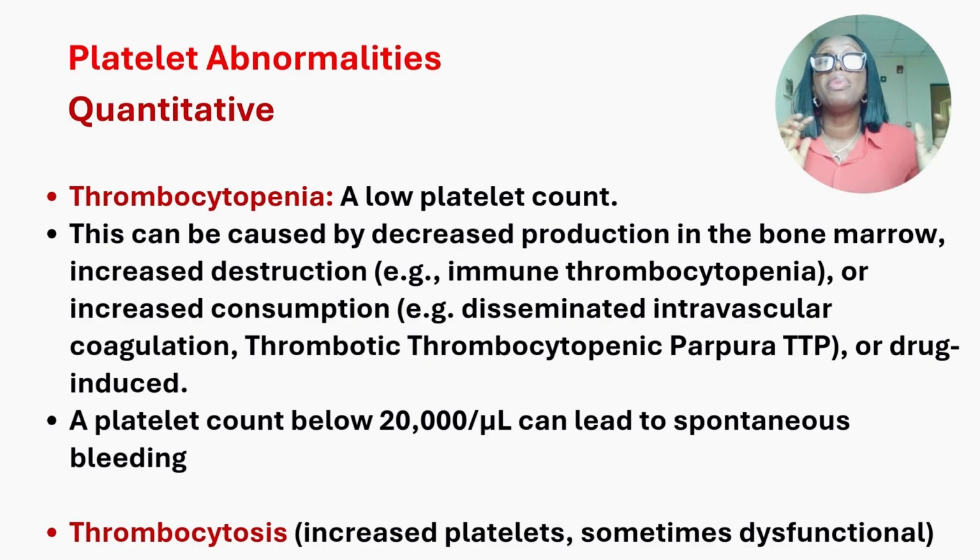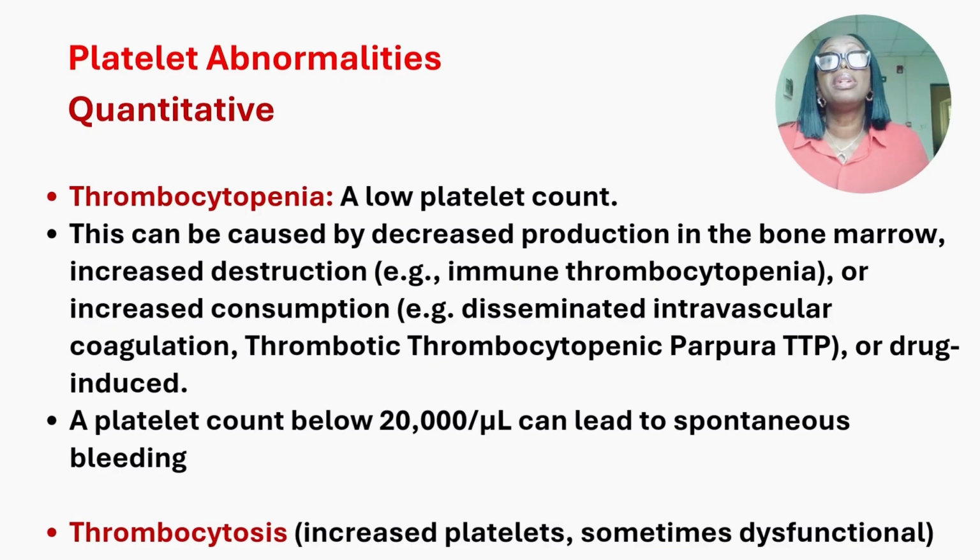or by increased destruction of platelets in the peripheral blood circulation. This increased destruction can be a result of an autoimmune disorder where an individual develops antibodies against its own platelets, causing what we call immune thrombocytopenia. The individual produces antibodies against its own platelets, causing increased destruction of platelets in the peripheral blood, subsequently leading to thrombocytopenia. You can also have increased consumption of platelets in cases of disseminated intravascular coagulation.